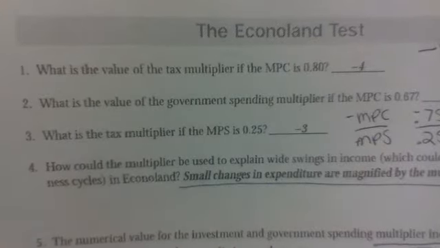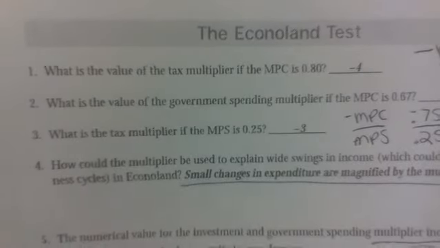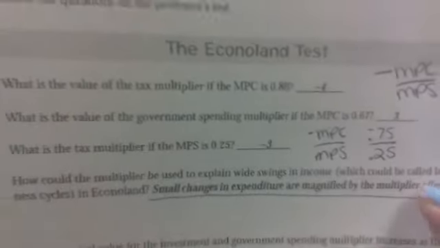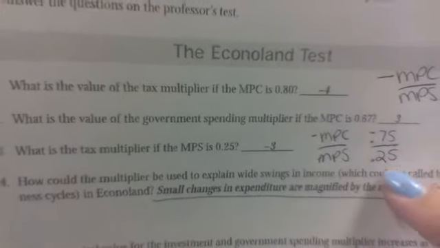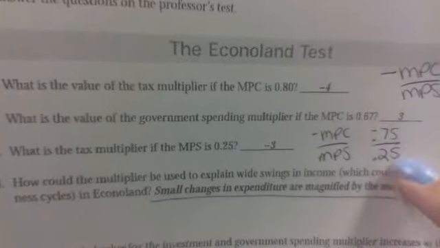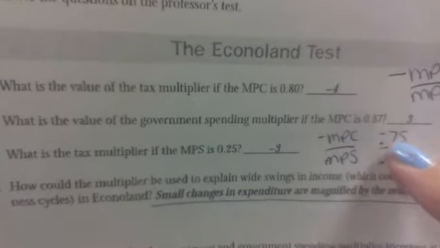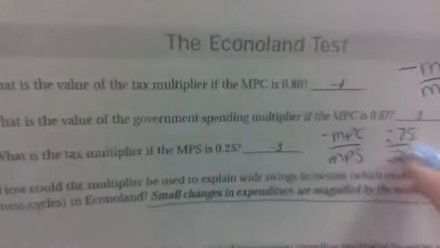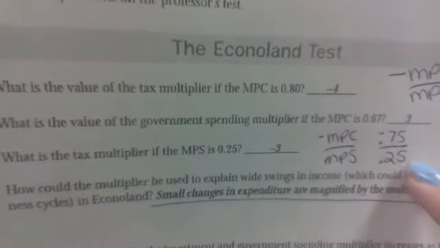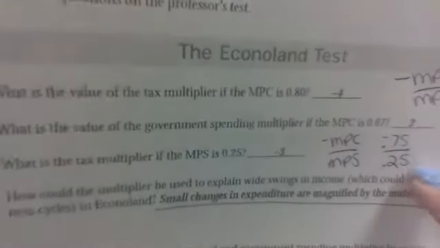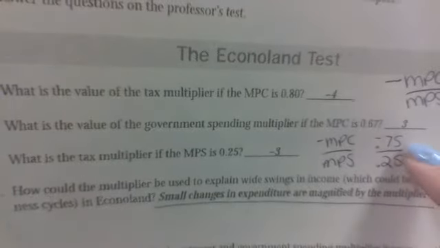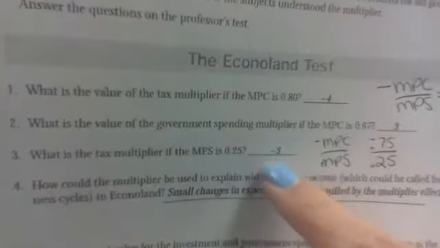Tax multiplier, we're back now with that tax equation of negative MPC over MPS. MPS this time is given as 0.25, so you're going to throw that right in the denominator. MPC is going to be 0.75. Don't forget that negative sign. Negative 0.75 over 0.25 is equal to negative 3. If we're not using our calculators, the best way I see this is as money. How many 25 cents are in 75 cents? That would be 3 times.